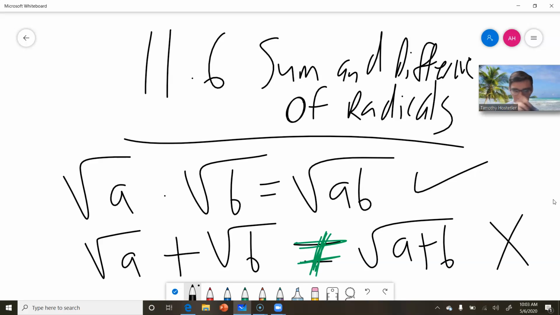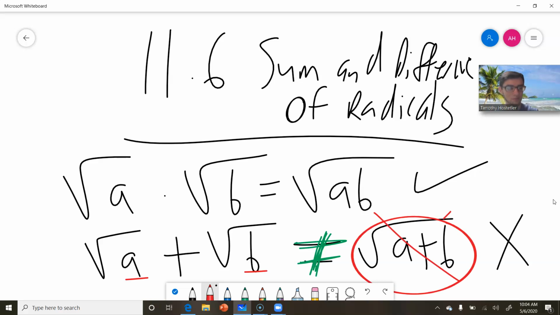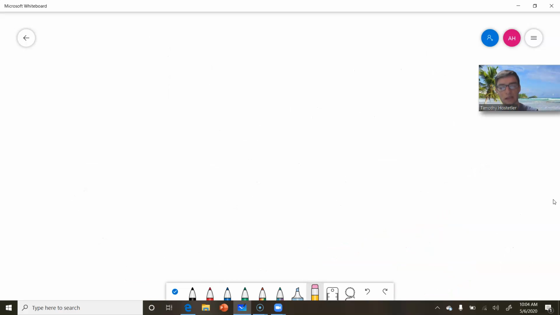So when we have two things added together, a and b, in the square root sign, we do not do this. We don't do a plus b. Okay, if that makes sense. We don't do that at all. So here is what we do instead.